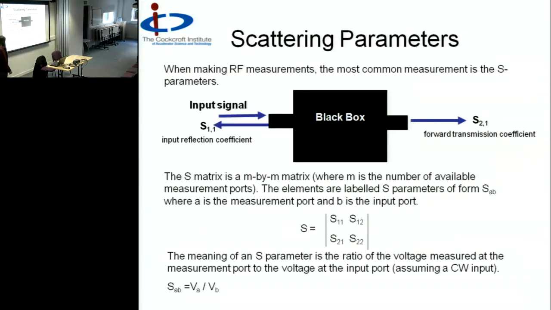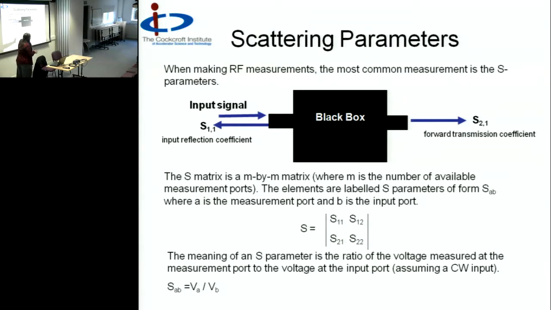And what that means is it's the ratio of the measured voltage to the input voltage. So S_AB is the measured signal at port A due to an input at port B. So S11 is if you put power into port 1, what gets reflected. S12 is if you put power into port 2, what comes out of port 1. And so on. S21, if you put power into port 1, what do you get out of port 2? And S22 is what if you put some signal into port 2, what gets reflected back to port 2. So you end up with a matrix. A three-port system has a 3x3 matrix, a two-port system is a 2x2 matrix.